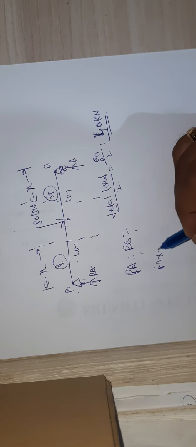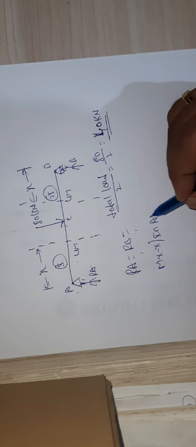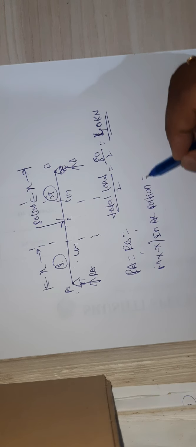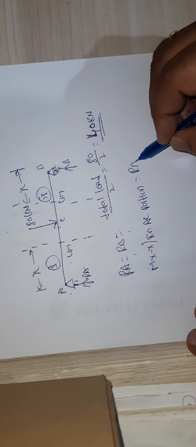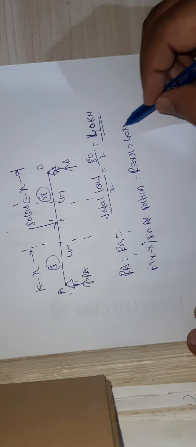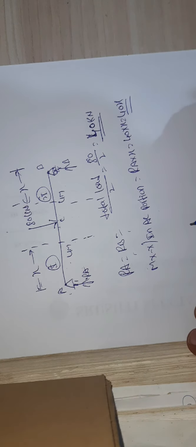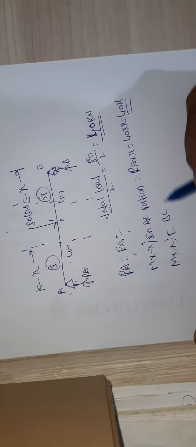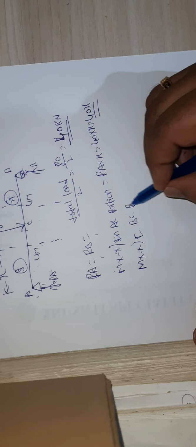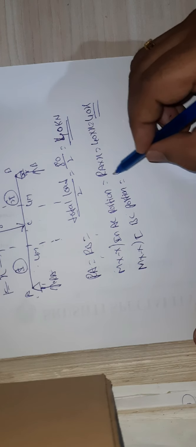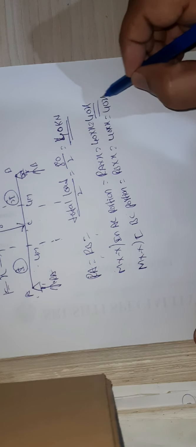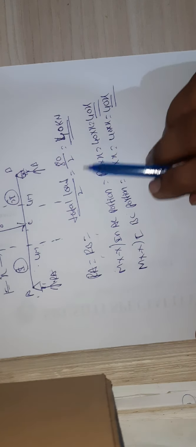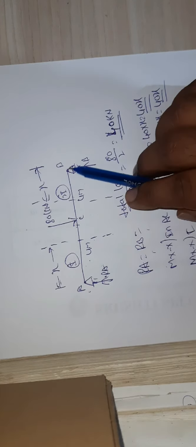Mxx in the AC portion equals RA into X. What is RA? RA is 40, so 40 into X equals 40x. Similarly, calculate the bending moment in the BC portion. In BC, the bending moment equals RB into X, which equals 40 into X, that is 40x. Because it is symmetrical, the bending moment in the AC portion equals that in the BC portion.